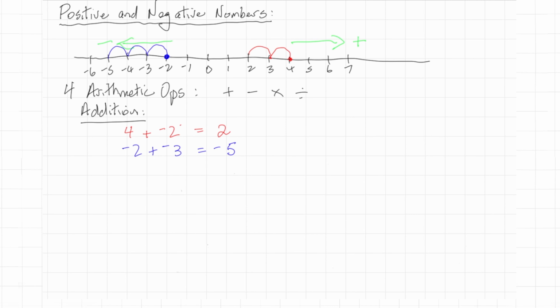Okay, maybe one more. If we've got negative 1 plus 5, we're going to start at negative 1, and we're going to add 5. Now there's no switching direction, so this just means we're going to keep going 5 units in the positive direction. So we go 1, 2, 3, 4, 5, and we end up with +4. We don't have to write the positive.